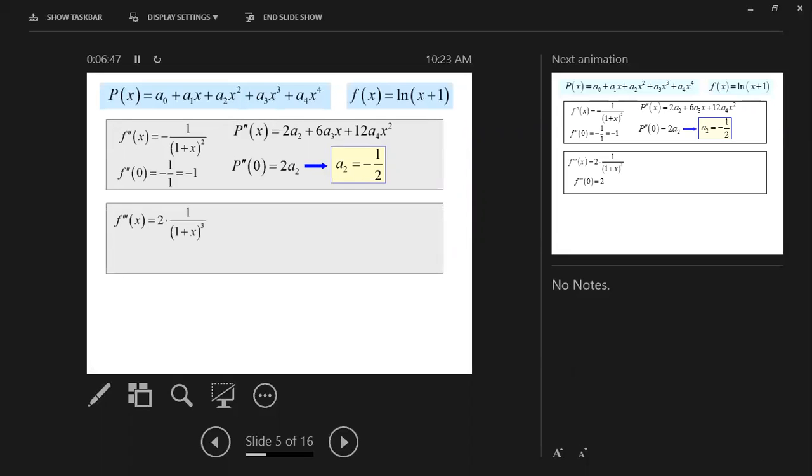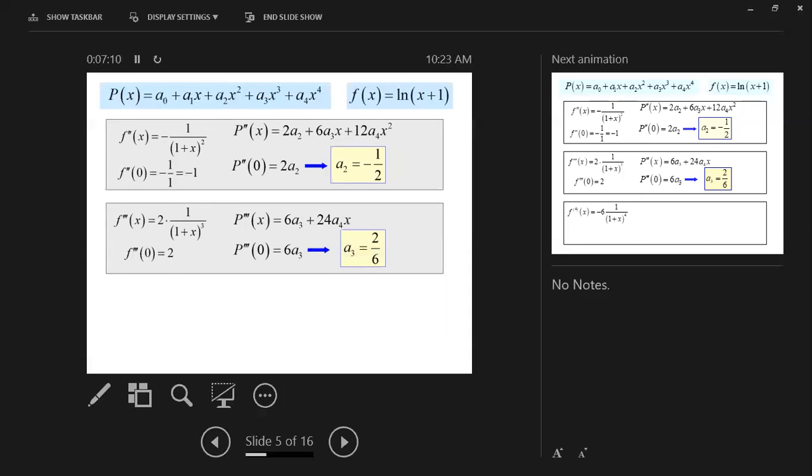Second derivative after a power rule again. Or sorry, third derivative. Third derivative at 0 is going to be 2 for the function. Third derivative of the polynomial just keeps easy power rules here. So at 0, it's 6a sub 3. So therefore, a sub 3 must be 2/6 or 1/3. Yeah, we could reduce this, and you'll see why in a minute why I'm not going to reduce it. But yes, you can say it's 1/3.